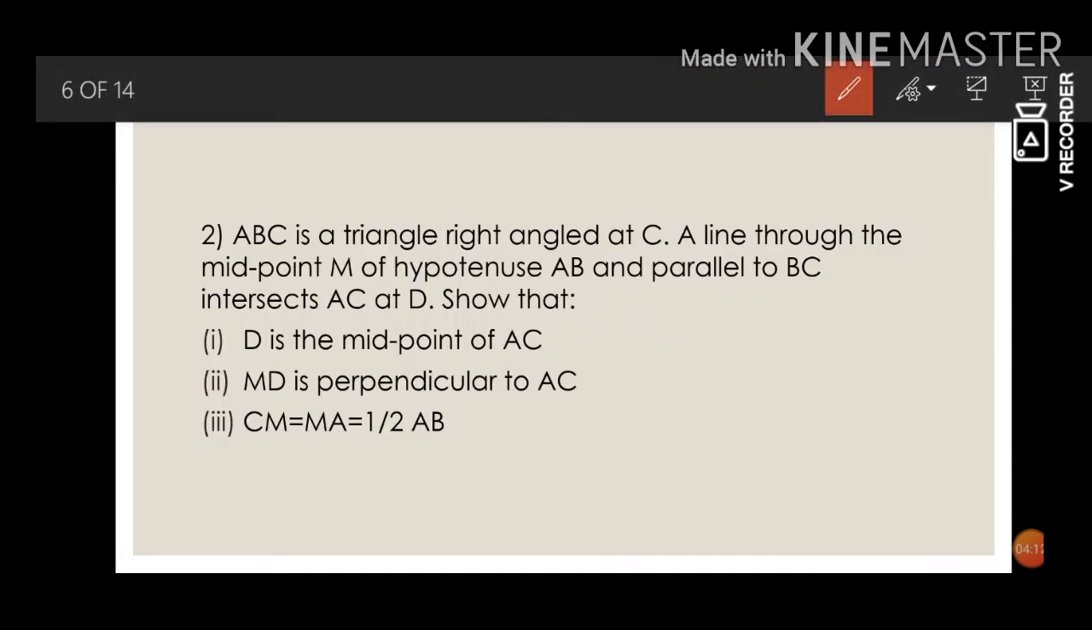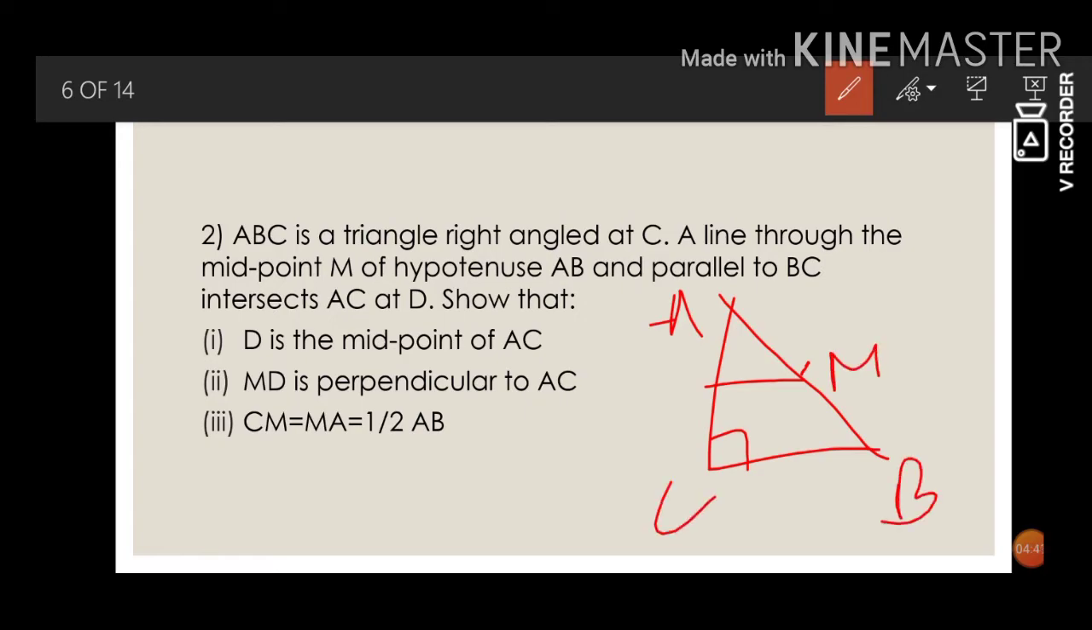Now question number 2. In question number 2 we have ABC, a triangle right angled at C. A line through the midpoint M of the hypotenuse AB, parallel to BC, intersects AC at D. So we have a right angle triangle and M is the midpoint, and MD is a line which is parallel to BC.